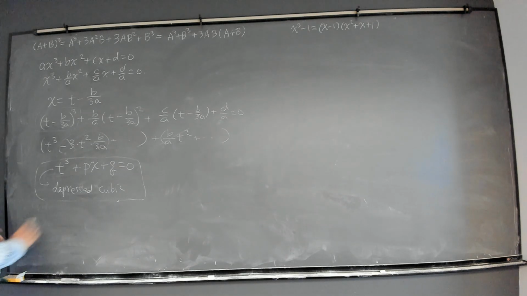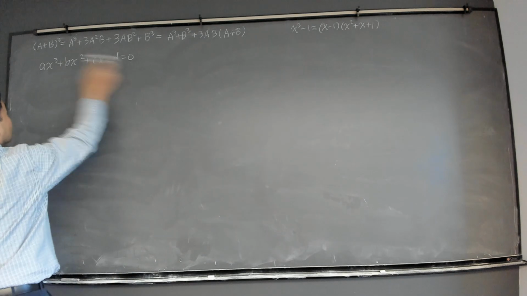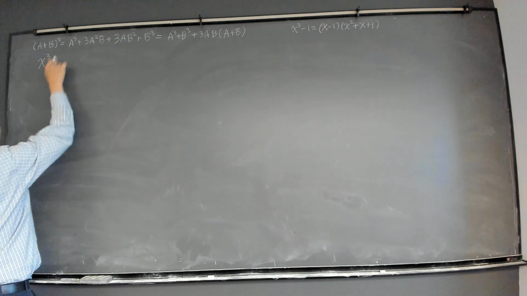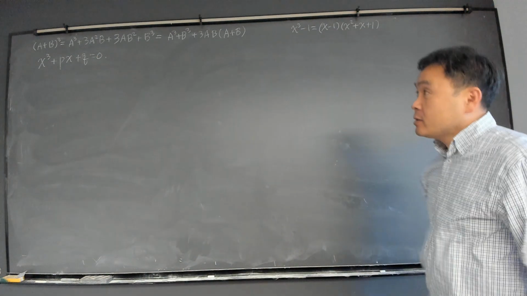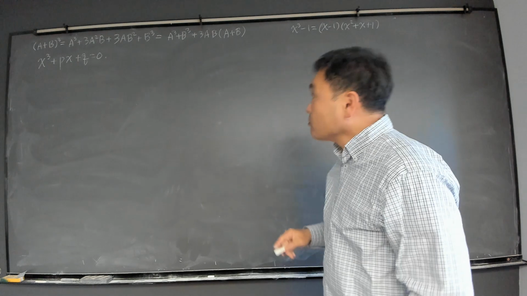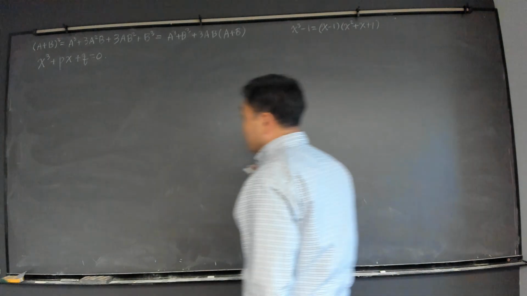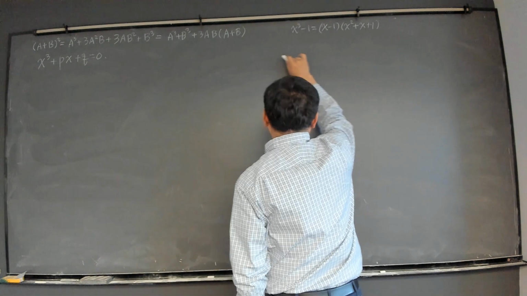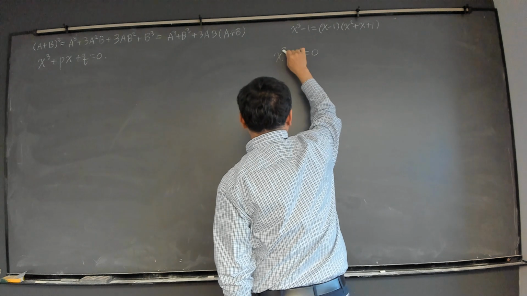So let me erase everything. Here's x cubed plus px plus q equals 0. Now before we do this one, let's do something even simpler by thinking about the case when p is 0. So how do you solve x cubed plus q equals 0? How do you solve this?